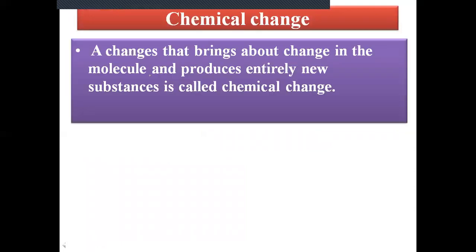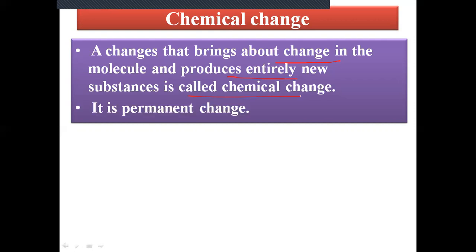Now, chemical change. Changes that bring about change in the molecule and produce an entirely new substance are called chemical change. In chemical change, there is a change at the molecular level, there is a change in chemical composition, and a new substance is produced.